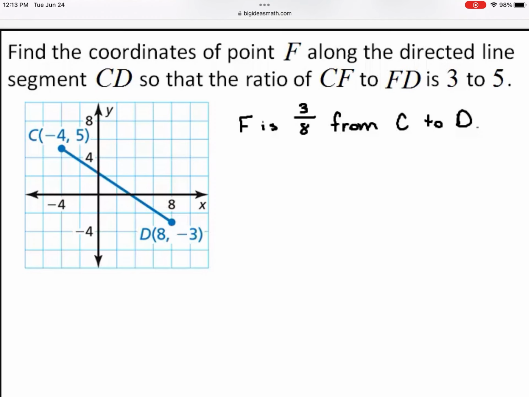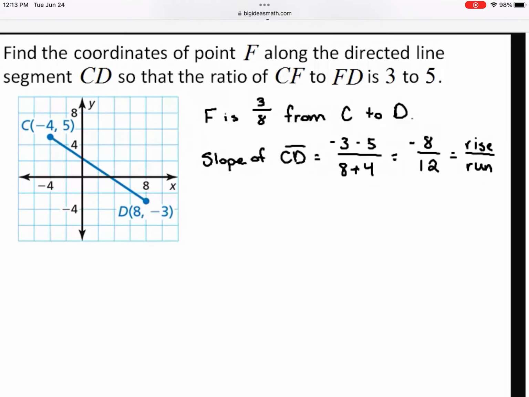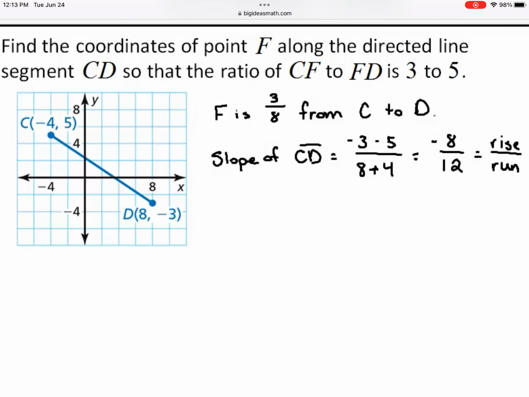First, find the slope of CD. So the slope of line segment CD is -3 minus 5 divided by 8 plus 4, which equals -8 divided by 12, which is the rise over the run. So in order to find point F, you want to add 3/8 of the run and 3/8 of the rise to the coordinates of point C to find the coordinates of point F.